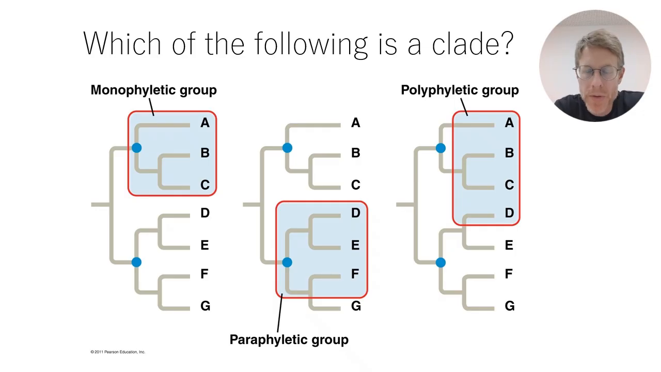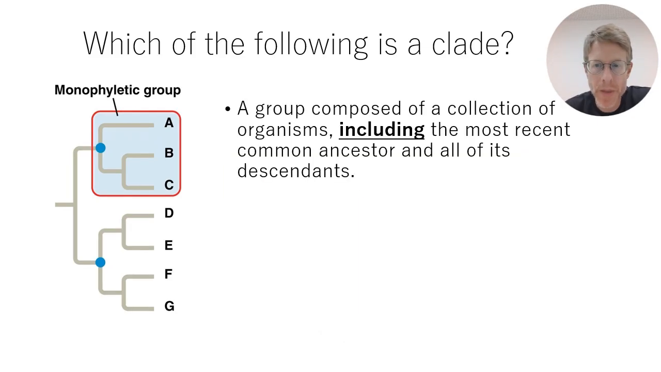So which one of those would you call a clade? Can you guess which one? The answer is a monophyletic group. Now you do not need to know that vocabulary, but you should be able to define and identify a clade in a tree diagram like this.